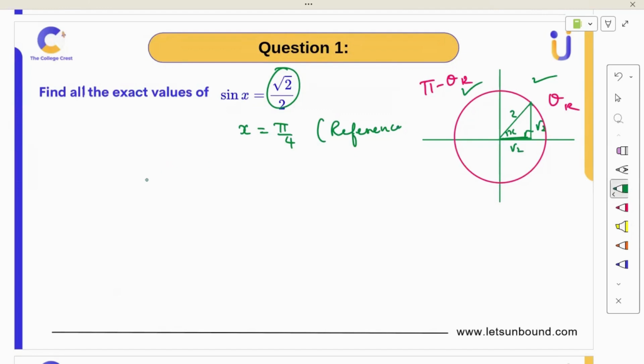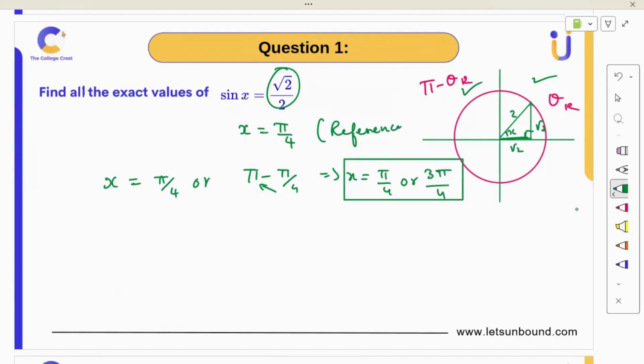Right? So in the first quadrant, you can see x is equal to pi by 4 or pi minus pi by 4. You just cross multiply: 4 times pi, 4 pi minus 1 pi, it's 3 pi by 4, right? So this is our x value we got here.